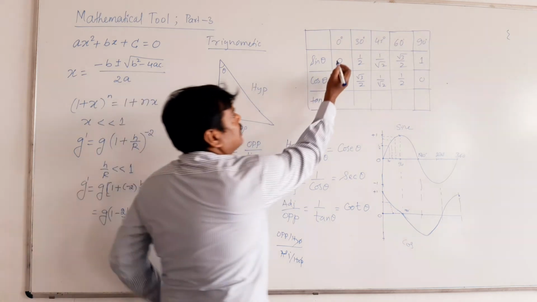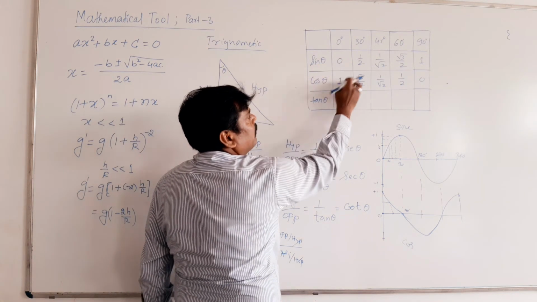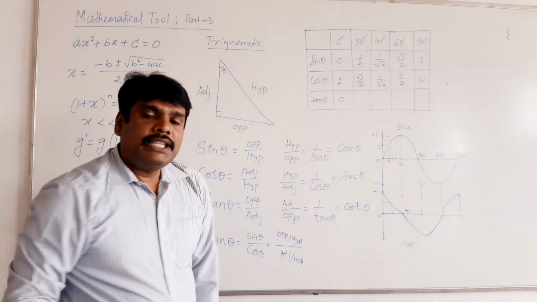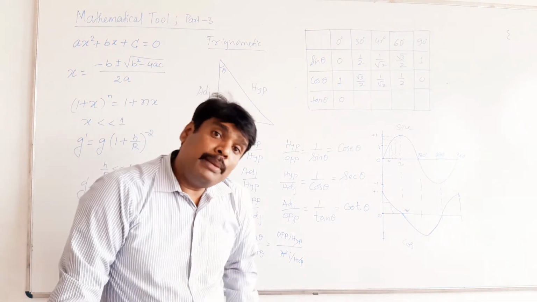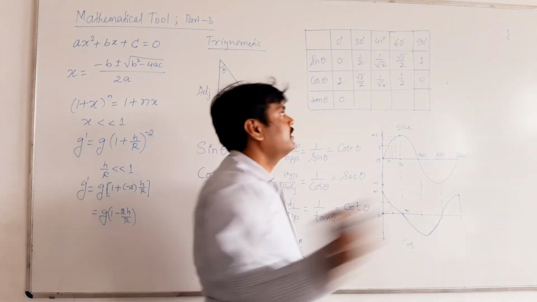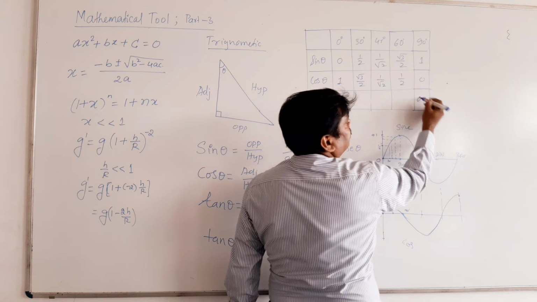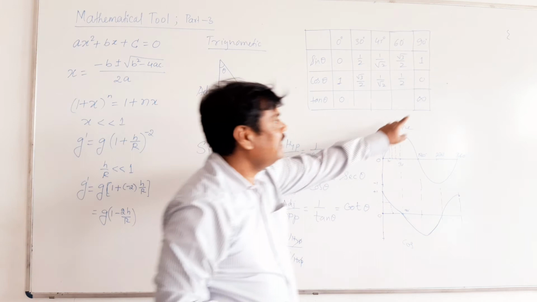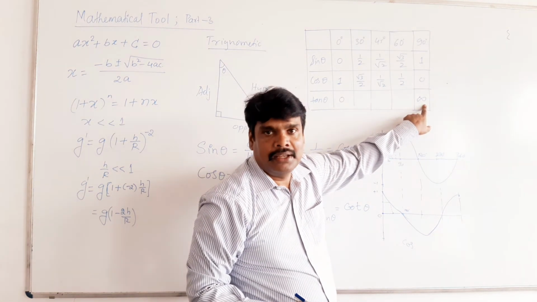So sin theta by cos theta means 0 by 1. 0 by 1 is 0, but 1 by 0 is infinity. Any number divided by 0 is said to be infinity. See, 1 divided by 0 is infinity. Then what is the value of tan 90 degree? Tan 90 degree value is infinity.